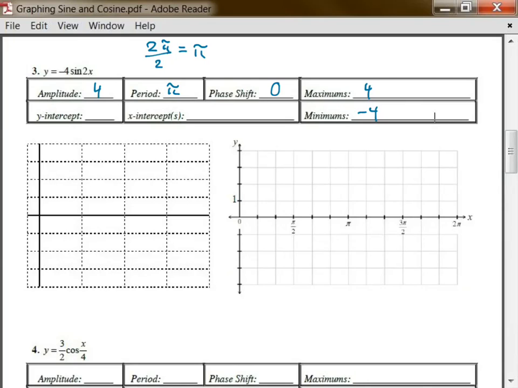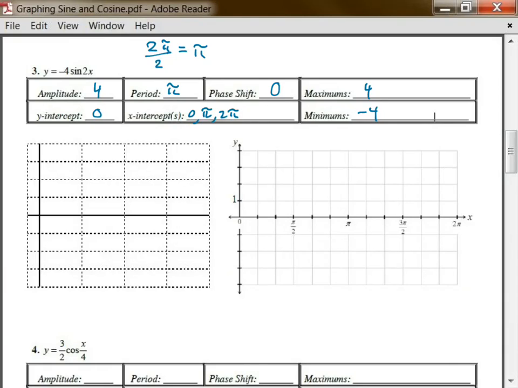The y-intercept, well, because there's no horizontal shift, there's no phase shift, the normal y-intercept would be at 0. It's going to stay at 0 because this is sine. If it was cosine, then it'd be different because the amplitude changes the maximums and the minimums. The x-intercepts are still going to be at pi and 2 pi. Oh, don't forget 0.